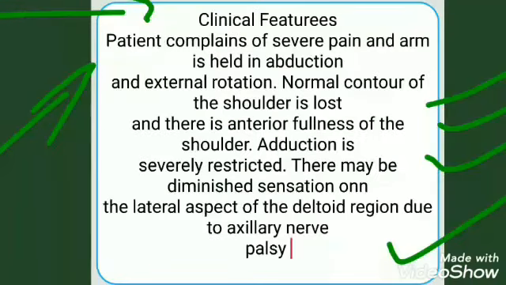Clinical features. The patient complains of severe pain and the arm is held in abduction and external rotation. The normal contour of the shoulder is lost, and there is anterior fullness of the shoulder. Adduction is severely restricted. There may be diminished sensation on the lateral aspect of the deltoid region due to axillary nerve palsy.